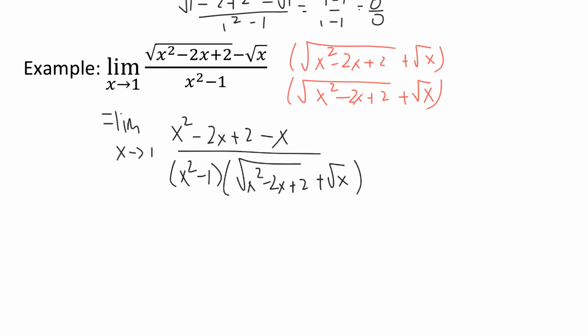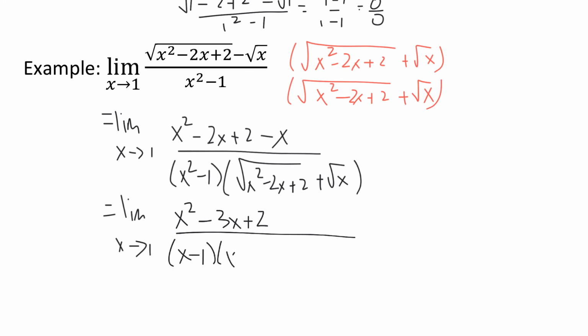All right, so we should probably simplify the numerator. We could write that as x squared minus 3x plus 2. And if you notice, this looks pretty tempting. I'm going to factor that down as a difference of squares just as I'm going through this. So x squared minus 3x plus 2, x minus 1, x plus 1, root x squared minus 2x plus 2, plus root x.